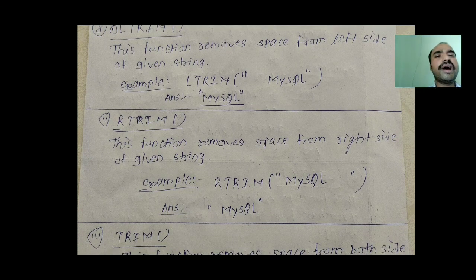RTRIM is the opposite of LTRIM. So it removes spaces from the right side of a given string. Now take the example MySQL, space, and then the string is completed. Whenever you run this command, it will give the answer MySQL.